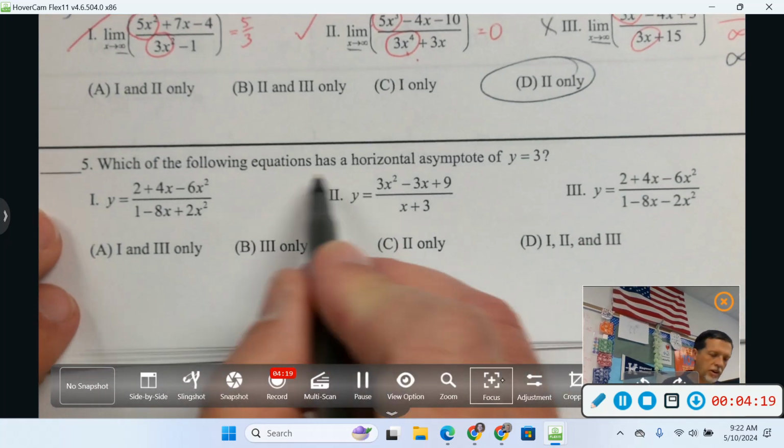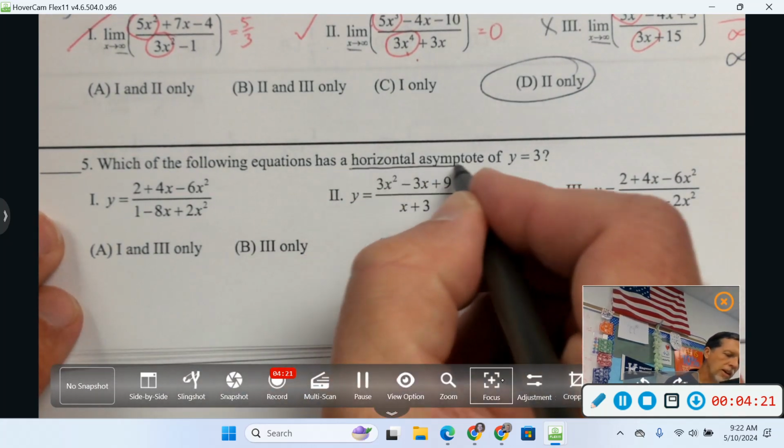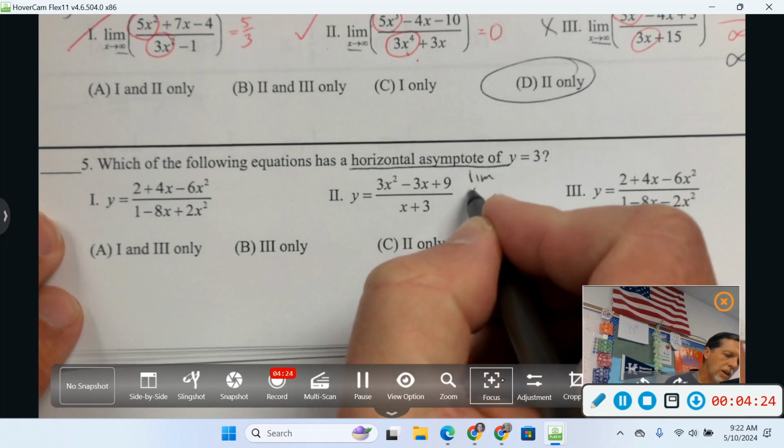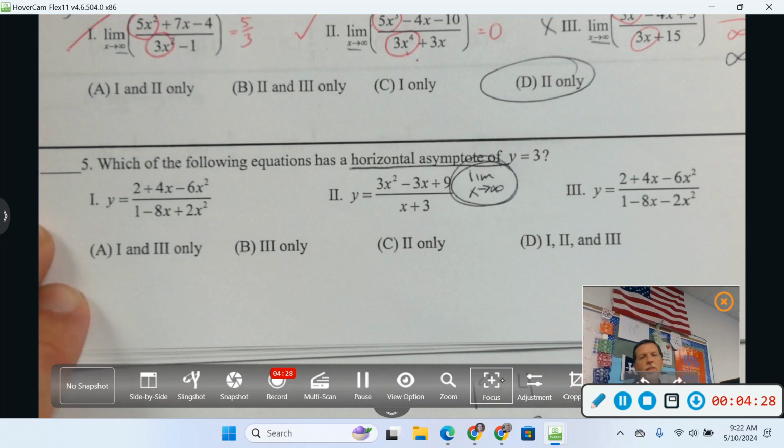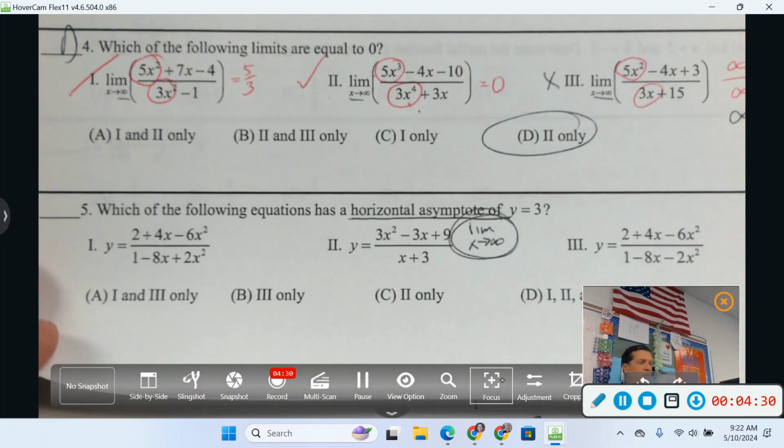A little side note here, we're not doing 5 in this video, but horizontal asymptotes, that's the same thing as limit as x goes to infinity. So number 5 is kind of the same question as number 4, just worded differently.